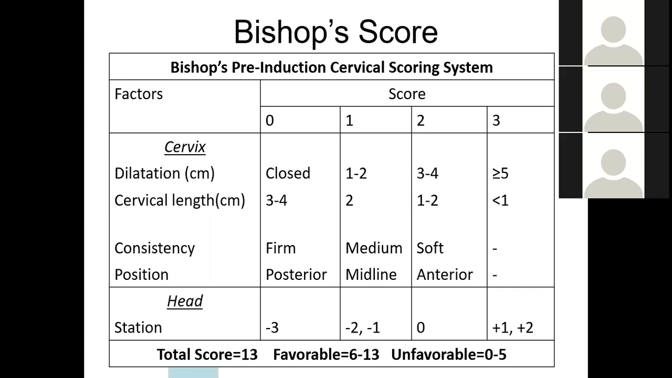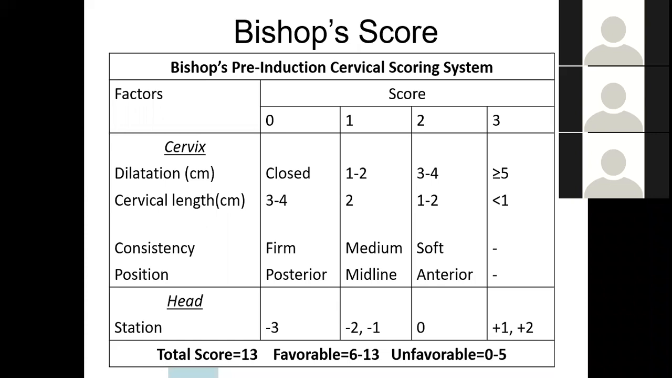Then the position of the cervix, this is in relation to the maternal spine. If the position of the cervix is posterior, that's 0. If it's midline, it's 1. And if it's anterior, we score 2.